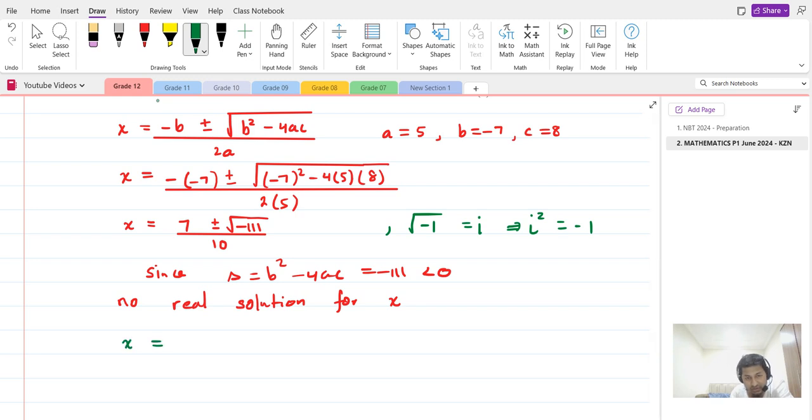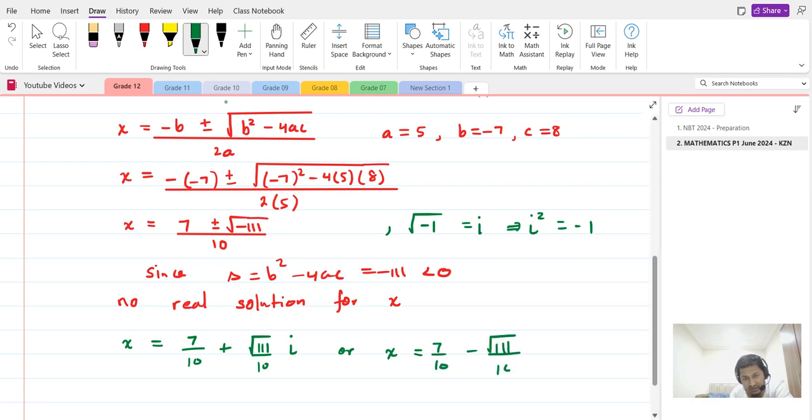So no real solution for x, which means there's a complex solution, which is 7 over 10 plus or minus the square root of 111 over 10i. So you can write this answer down, which is basically two answers. You can write one positive answer down, and write the negative answer down, which is 7 over 10 minus the square root of 111 over 10i.